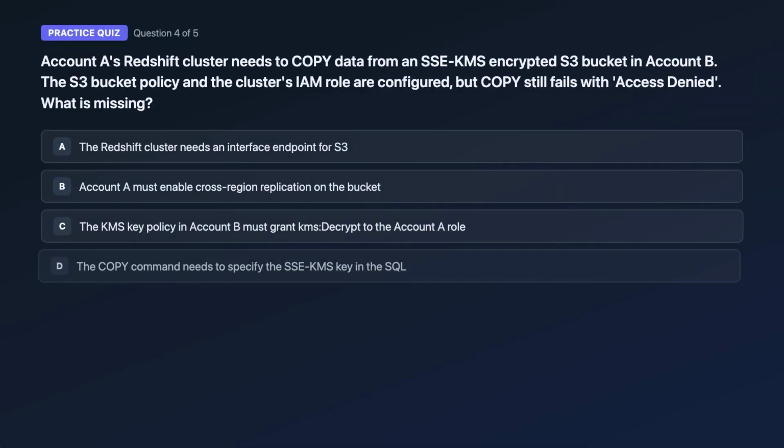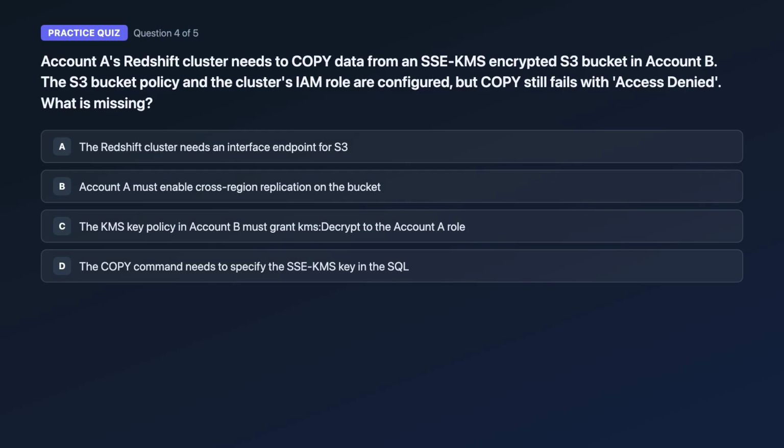Question 4. Account A's Redshift cluster needs to copy data from an SSE-KMS encrypted S3 bucket in account B. The S3 bucket policy and the cluster's IAM role are configured, but copy still fails with access denied. What is missing? Is it A. The Redshift cluster needs an interface endpoint for S3? B. Account A must enable cross-region replication on the bucket? C. The KMS key policy in account B must grant KMS decrypt to the account A role? Or D. The copy command needs to specify the SSE-KMS key in the SQL?